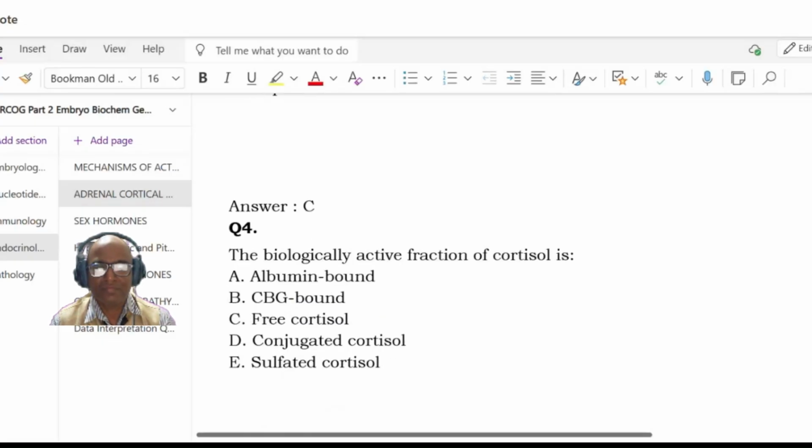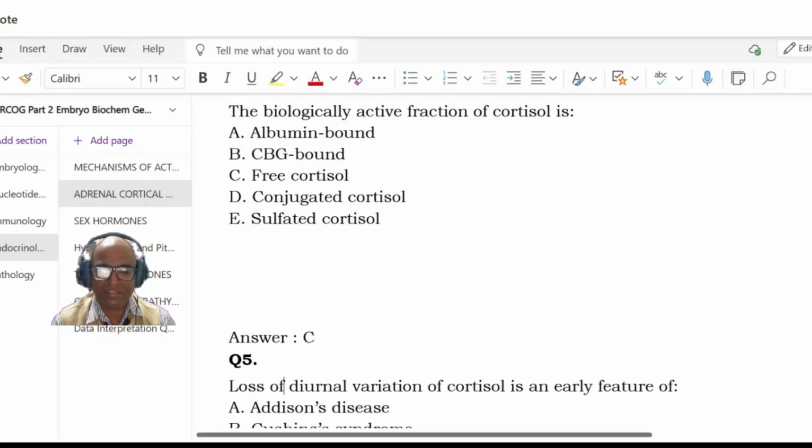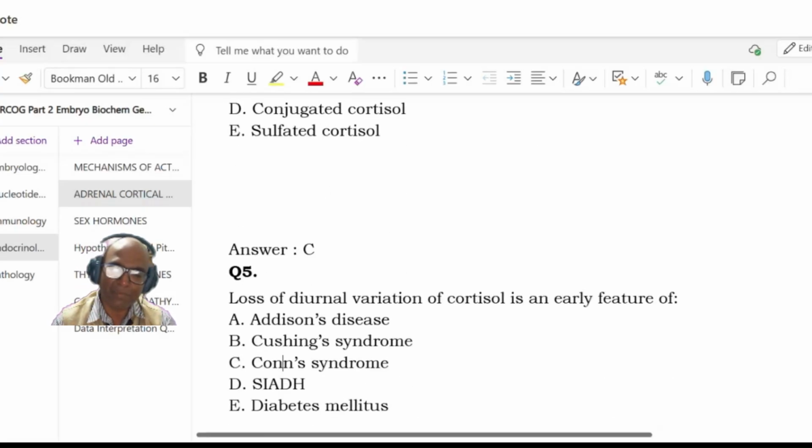Question four, the biologically active fraction of cortisol is: A. Albumin bound, B. CBG bound, C. Free steroid, D. Conjugated cortisol, E. Sulfated cortisol. The answer is not CBG bound; the biologically active one will be the free cortisol. Free cortisol will always be the active one. Maximum you will get with CBG bound, 70%, 20% is albumin bound, and the remaining will be the free cortisol, and the free cortisol is the active form. You got it? Next.